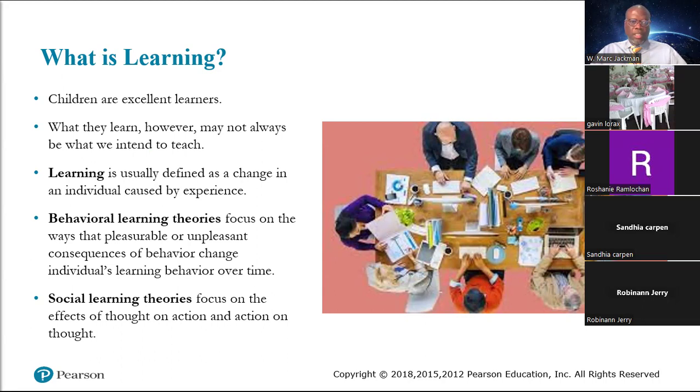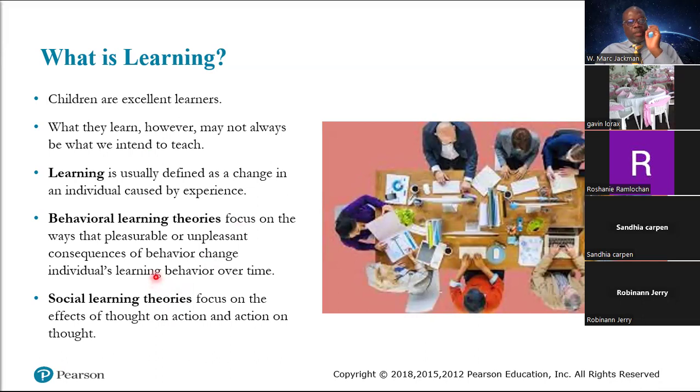Sometimes children would learn things that are not intended for them to learn. So one has to be very careful of that, because whatever they're exposed to over time is what they will focus on and what they will learn. So how do we define learning? We define learning usually as any change in behavior as a result of some experience. Not what you are immediately born with, not what is innate. But we identify learning as a change that a person experiences, whether behavioral, cognitive, emotional or social, as a result of some experience.